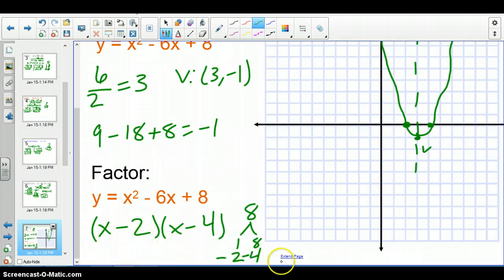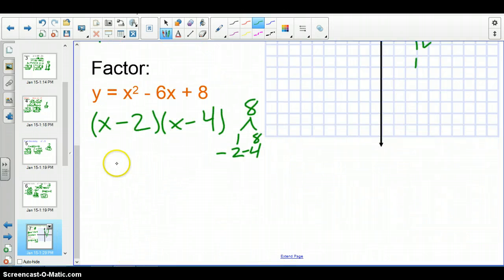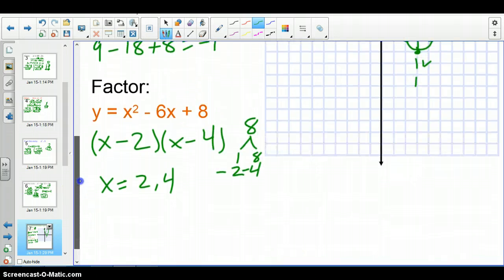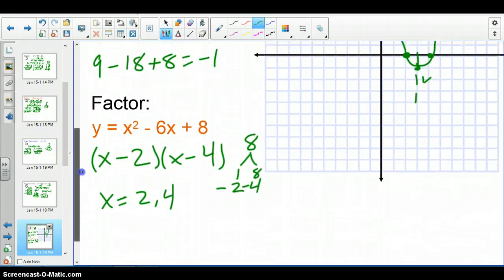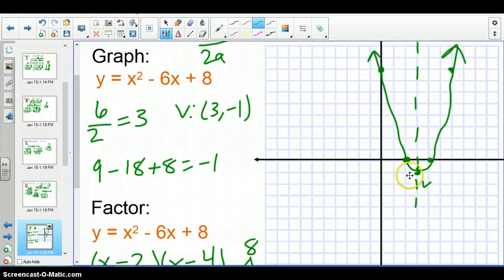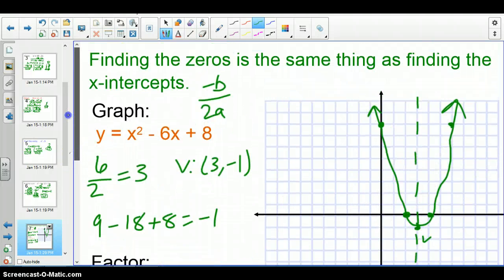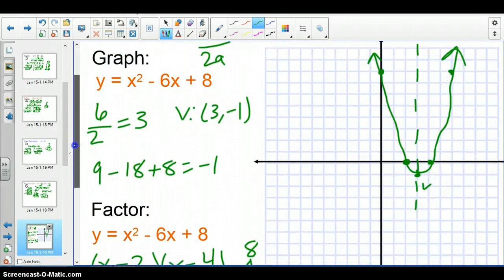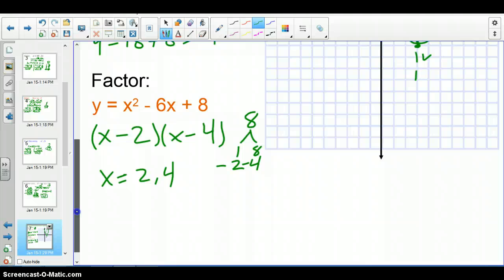Now if we look at this, what is x going to equal? Well, x is going to equal 2 and 4. So since x equals 2 and 4, that's telling us where our parabola is going to cross the x-axis. Well, let's check our graph. Our graph crosses at 2 and it crosses at 4, so we're good. So when we're finding the zeros, all it means is that we're finding where the parabola crosses the x-axis.